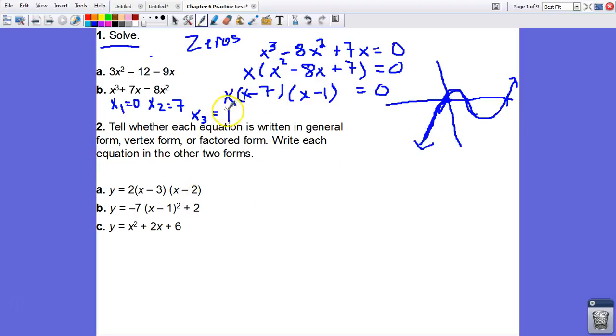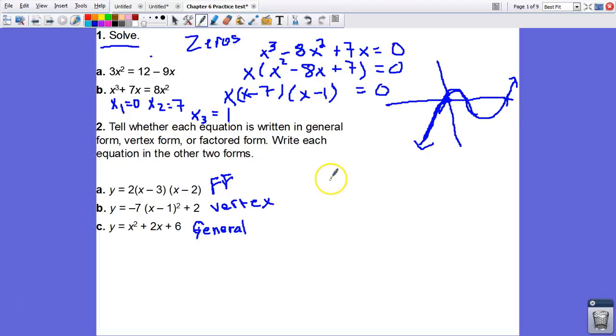All right, tell whether each equation is written in general form, vertex form, or factored form. Write each equation in the other two forms. We'll just do one of them where we rewrite it. If you need the extra practice, you should definitely do all of them. But for sure, A is factored form, right? B is vertex form. And the vertex is positive 1, because it's the opposite, comma positive 2. The y value stays the same, but the x value is the opposite there. And the last one is in general form. Okay.